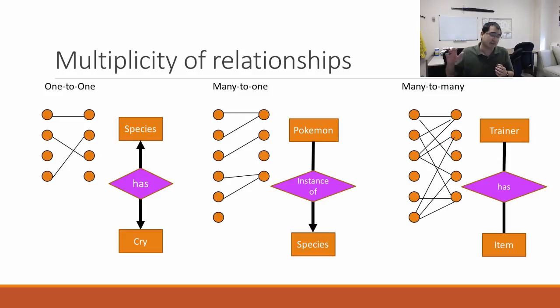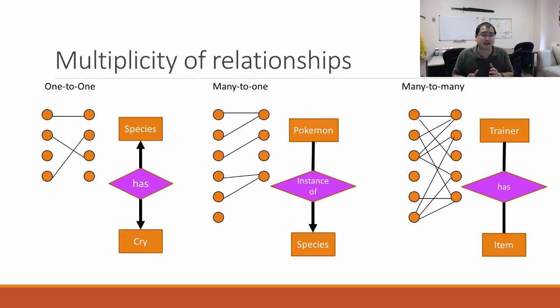So my Jake Pokemon is an instance of Rattata, but that is not to say that Rattata has at most 1 Pokemon associated with it. There's many different Rattatas in the game. Jake is only one of them. And so what this is saying is Jake has at most 1 species, but the species, for instance, Rattata, can have many Pokemon associated with it.